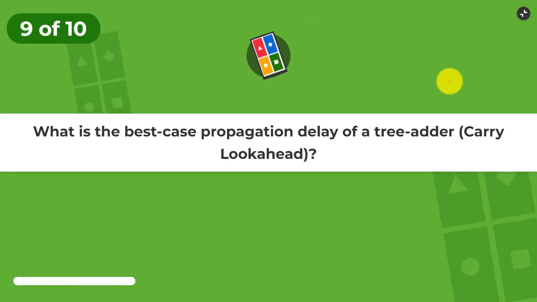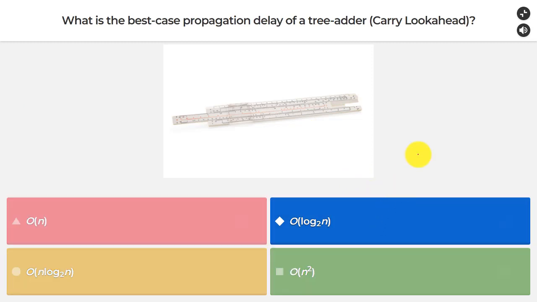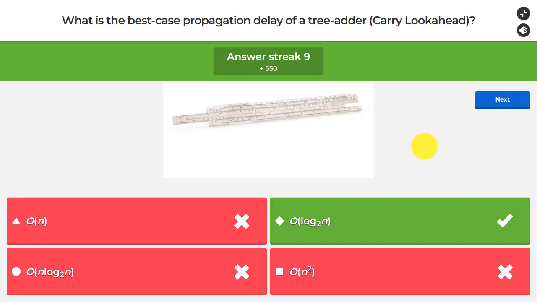Our second to last question is, what is the best case propagation delay of a tree adder, a carry look ahead adder? Here we have a logarithmic rule, and you can understand what the answer is going to be. Is it O of n, O of log of n, O of n log n, or O of n squared? The logarithmic rule, what I said a minute ago, is hinting to us that the answer is O of log n. Usually when we say log, we mean log 2. When we talk about binary stuff, we're usually talking about log 2. So that's really going to be the approach.